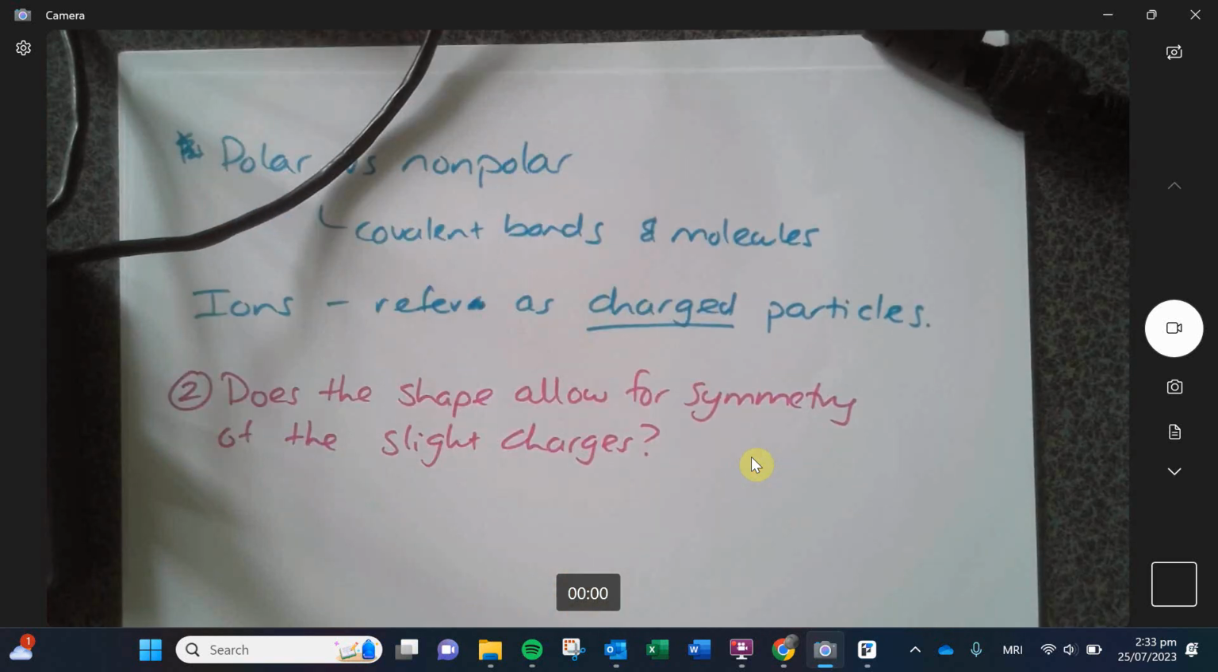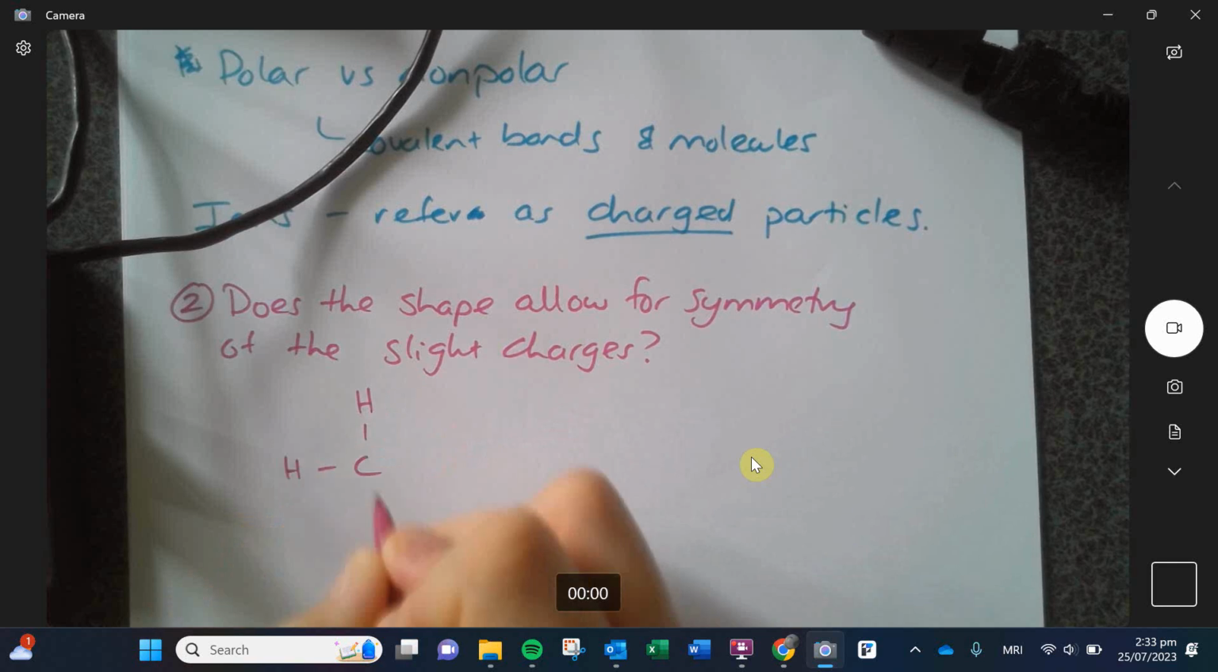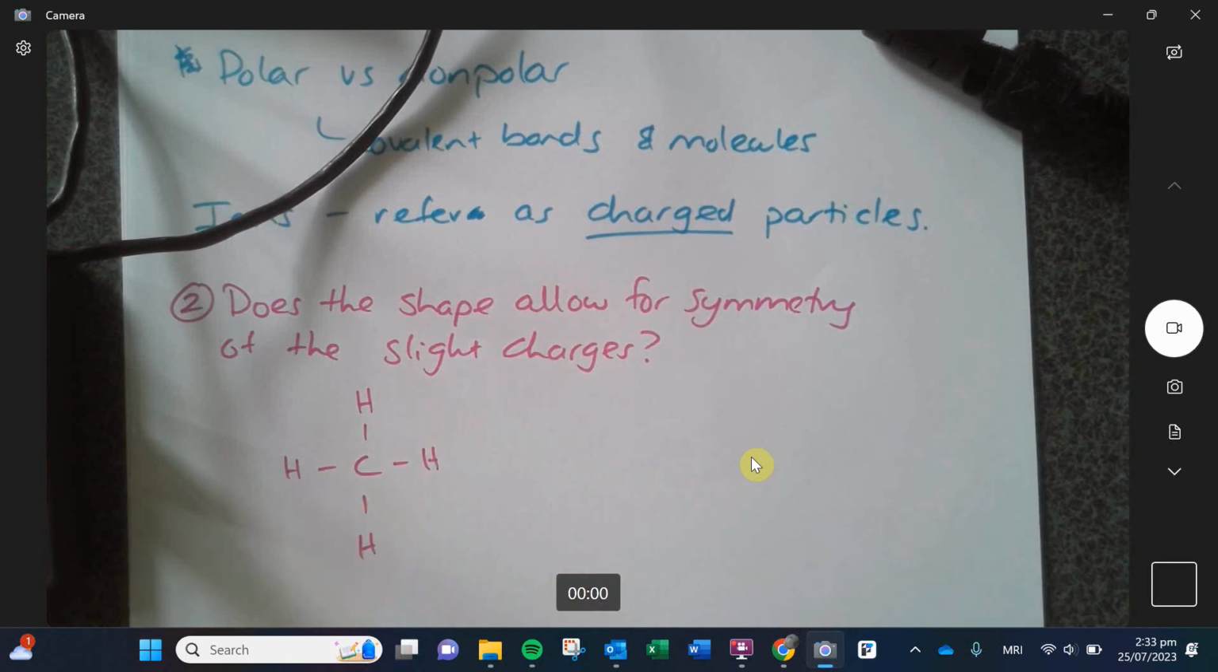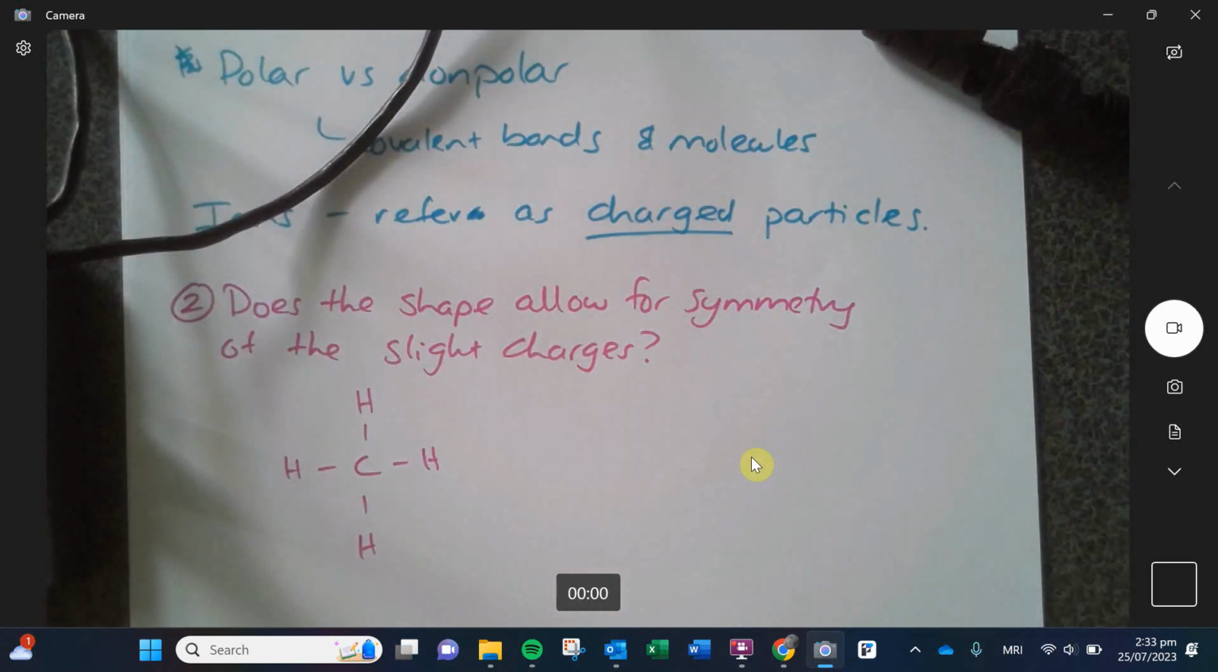So what we're trying to basically be thinking about is, do I have symmetry in the molecule that's going to result in the slight charges canceling out? So for example, if I was thinking about methane, which is my single carbon attached to 4 hydrogens. If we looked at the electronegativity table, I can see that carbon is 2.5 and hydrogen's 2.1. So there's roughly a 0.4 difference. So enough that it might make a slight polar bond.